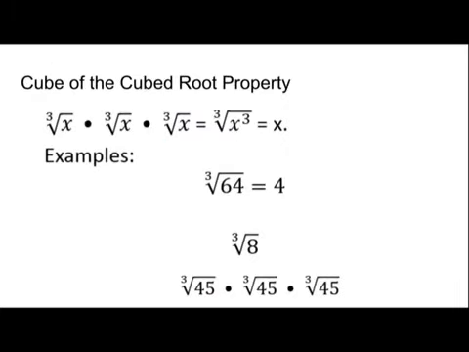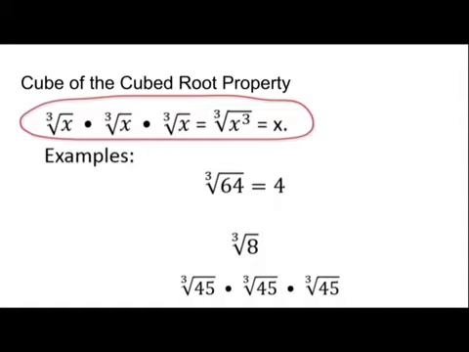And then we have the cube of the cube root property. This is really similar to our square of the square root property, where we have the cube root of x times the cube root of x times the cube root of x equals the cube root of x cubed, which equals x. So, some examples of trying out some cube roots here. The cube root of 64 is 4, because 4 times 4 is 16, times 4 is 64. The cube root of 8 would be 2. And this last one, we have the cube root of 45 times the cube root of 45 times the cube root of 45. Well, that just equals 45.